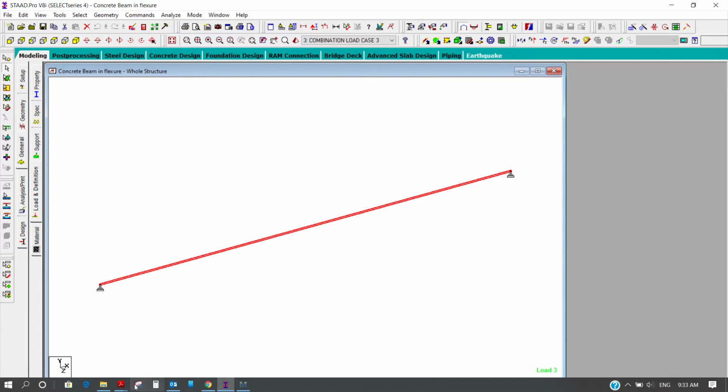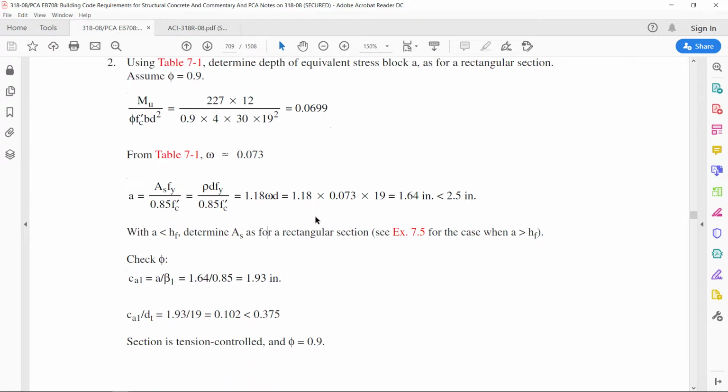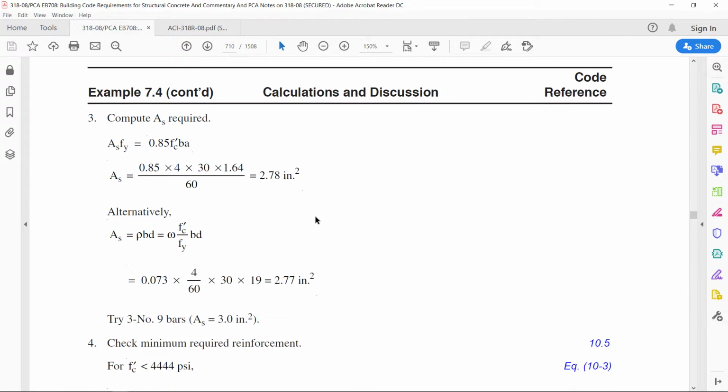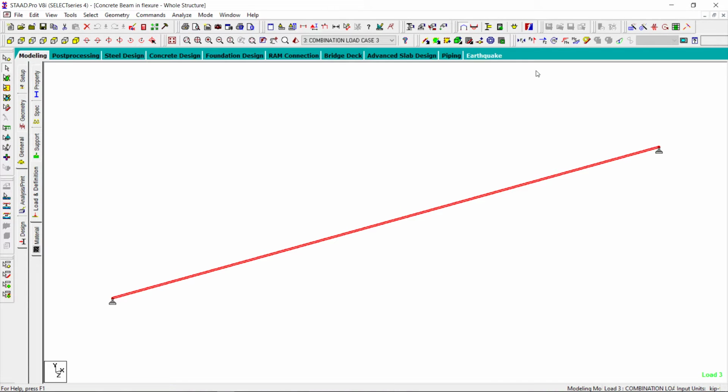Let us check what is the area of steel over here. Area of steel is 2.78, which is very close to the value calculated by STAAD. That means STAAD can design a T-section also. Really? Hold on. Can we say that? No. This statement is 50% correct only. Why? Because although it is modeled as a T-section, it is designed as a simple rectangular beam.